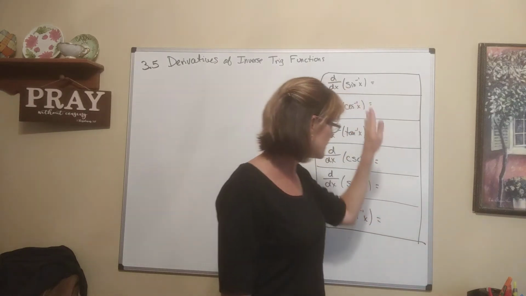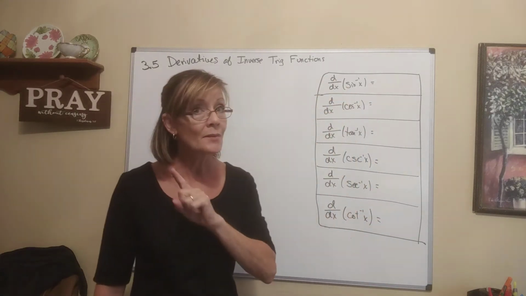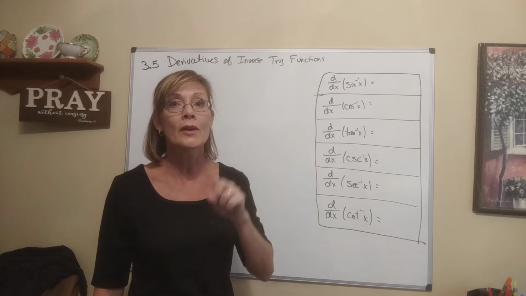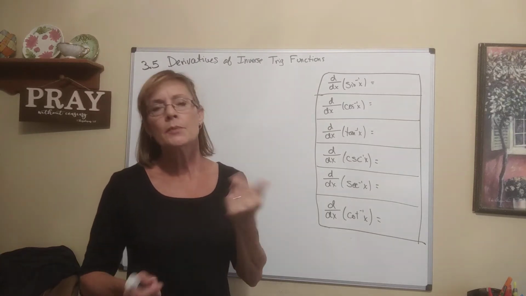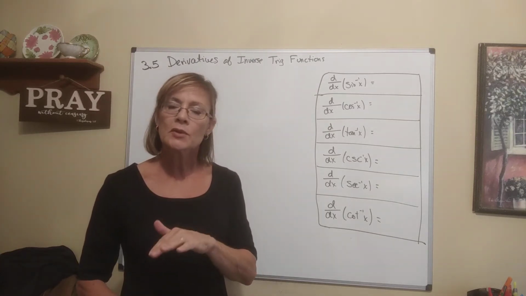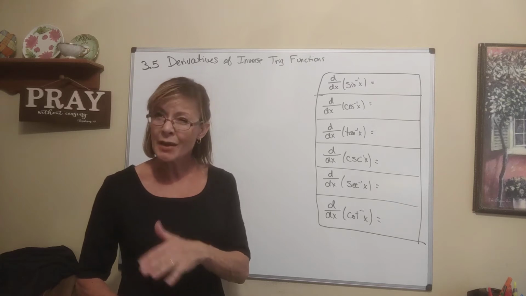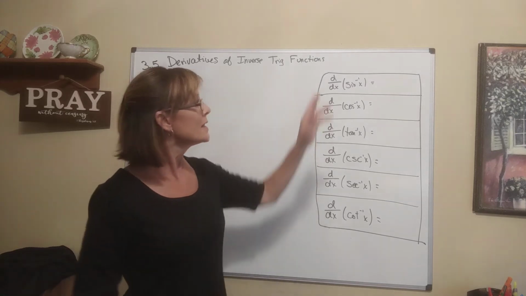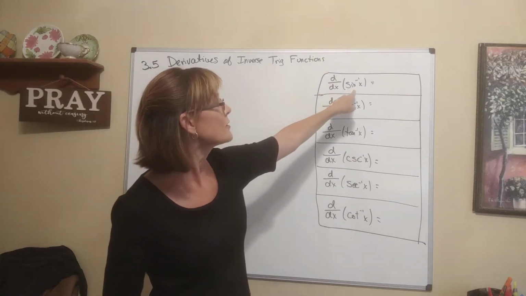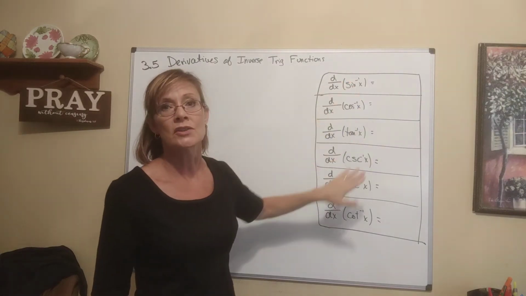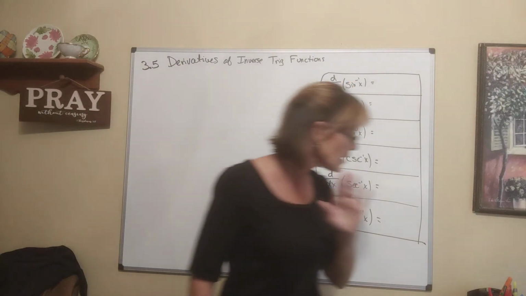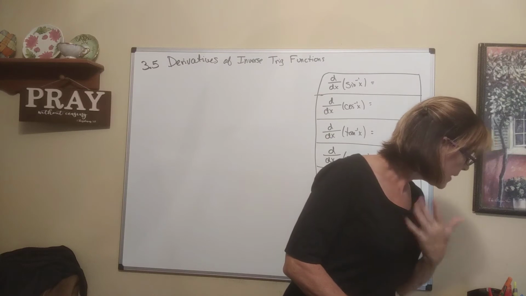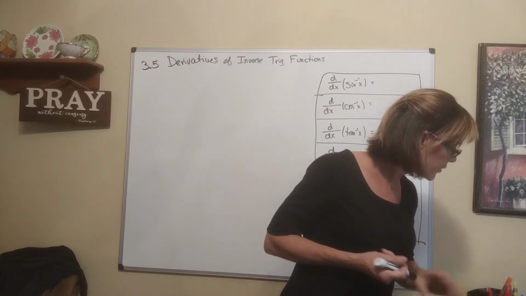And just to make sure, this does not mean the reciprocal, 1 over sine. The reciprocal of sine is cosecant. That's different. This does not mean the reciprocal, this means the inverse function of these trig functions. So that's a notation issue. Let's go ahead and figure out, how can we figure out the derivative of these?